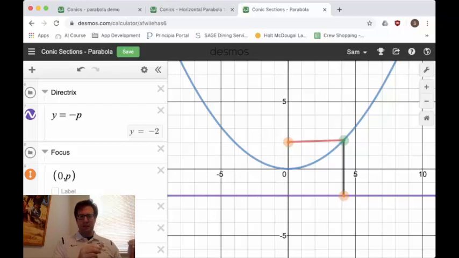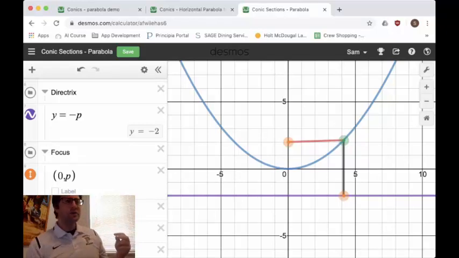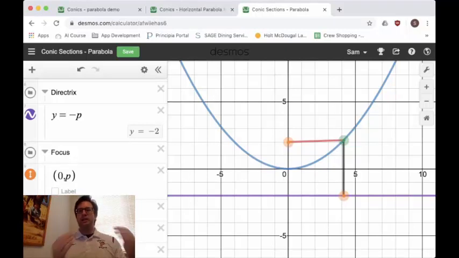Now, in a minute, we'll go over to the iPad, and I'll do a little bit of math looking at, okay, here's an equation for a parabola. How do we figure out where the focus and the directrix are? And then do some practice there.